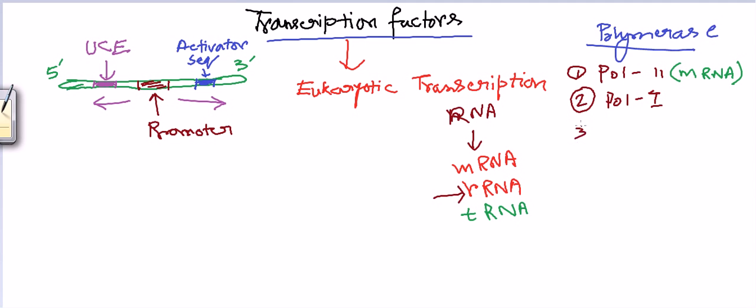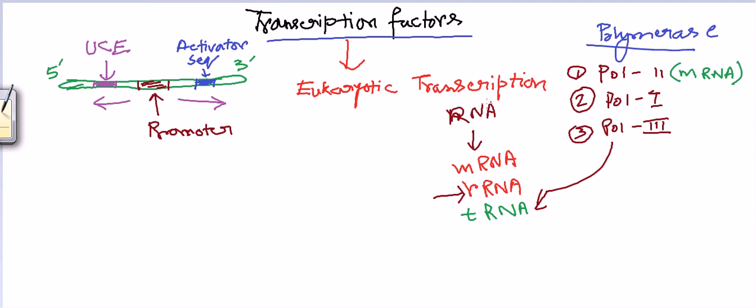And there is also a third kind of polymerase, which is called polymerase 3. Now this polymerase 3 is important for transcribing tRNA sequences. Okay, so these are the three different polymerases. But whichever polymerase we get, it will require a certain type of eukaryotic transcription factors, right?